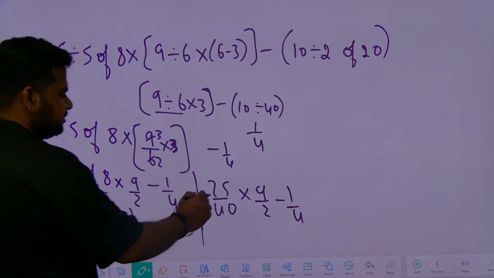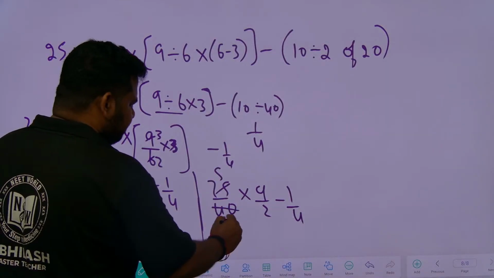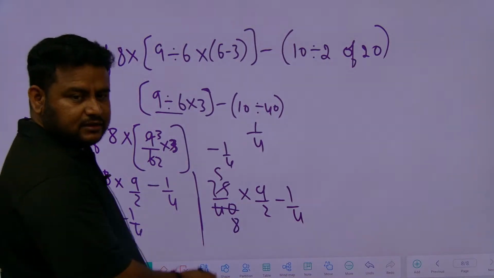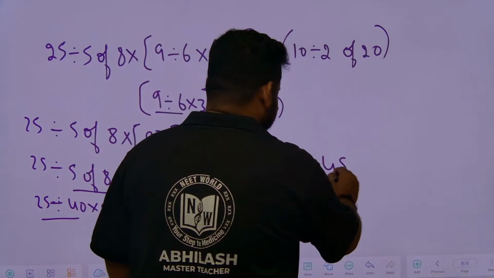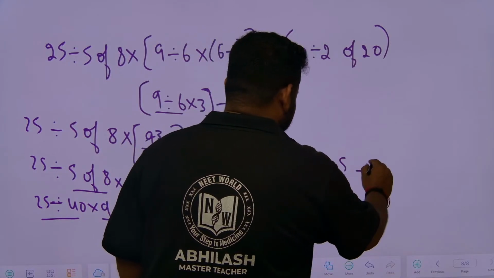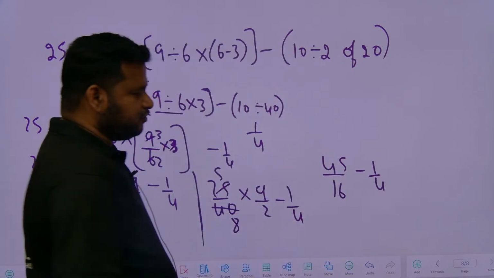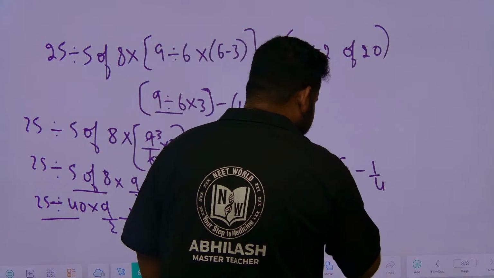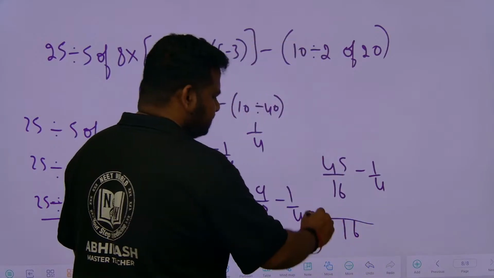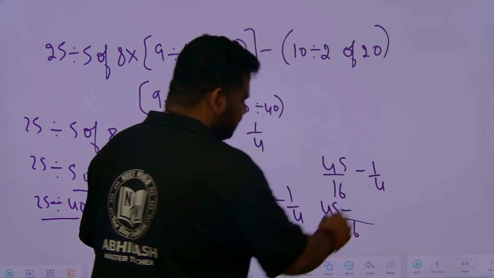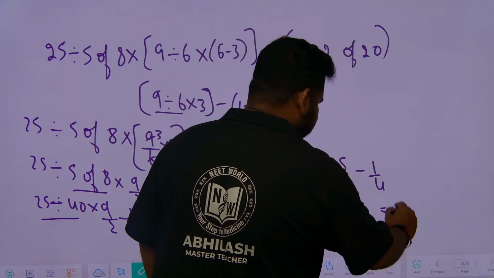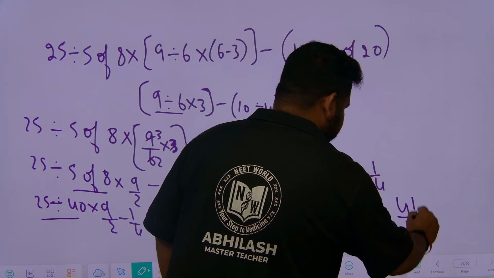So if you look at this, 5 5s are, 5 8s are. So what we will have? 9 5s are 45 by 8 2s are 16, minus 1 by 4. So 16 and 4, what is the LCM? 16 is the LCM. So I'll write 16 here. 45 minus 4 is 41 by 16. This is what we'll be getting.